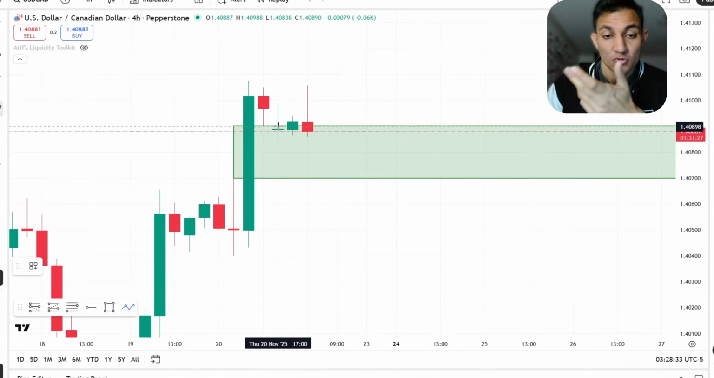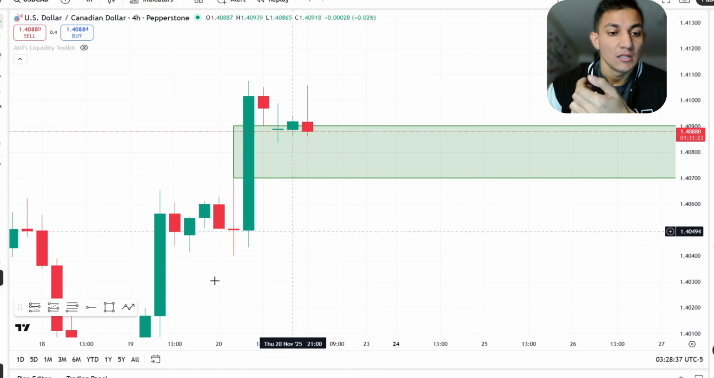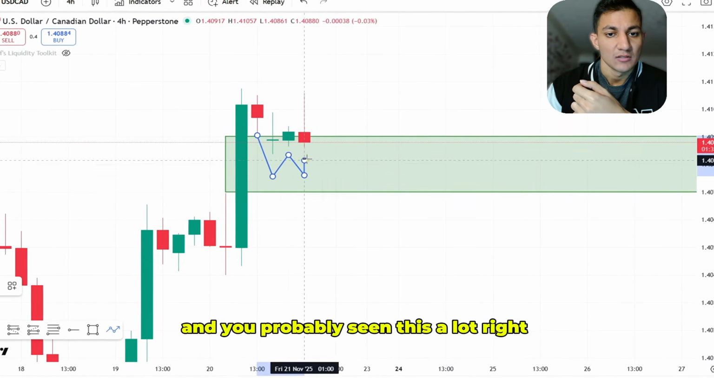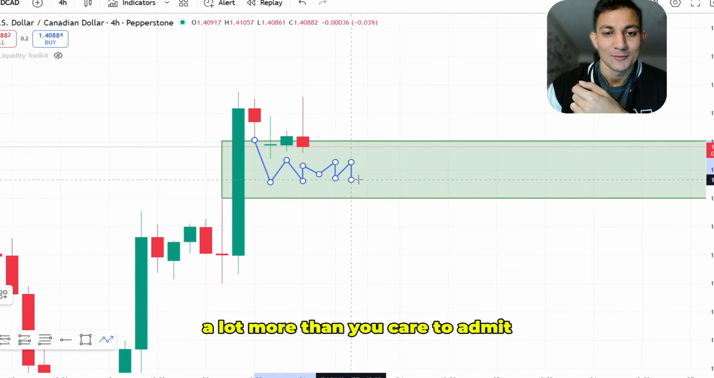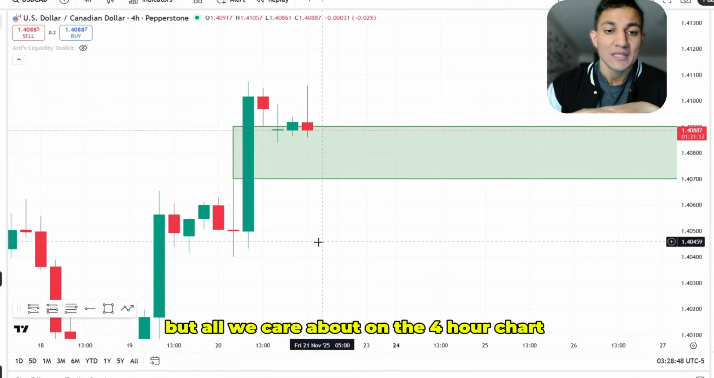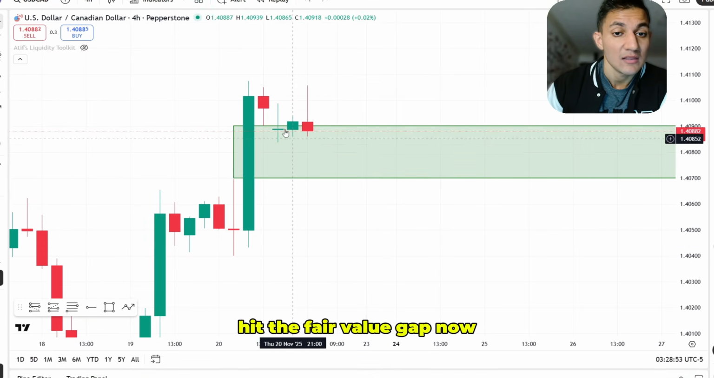Number 2, price could just smash right through the fair value gap, which again would not be good. And number 3, price could hit the fair value gap and just do this. And you've probably seen this a lot more than you care to admit, where price just does nothing, right? So 3 situations can happen, but all we care about on the 4-hour chart is marking out the fair value gap and waiting for price to hit it.